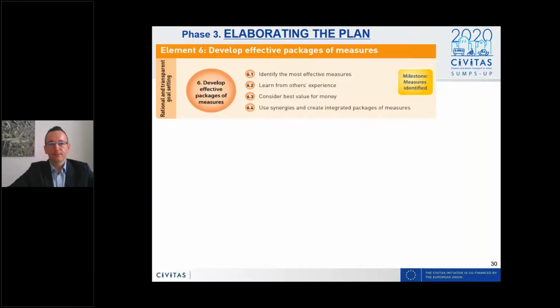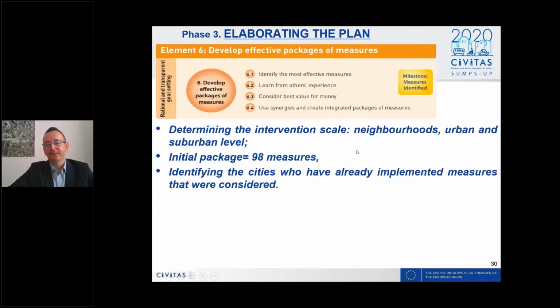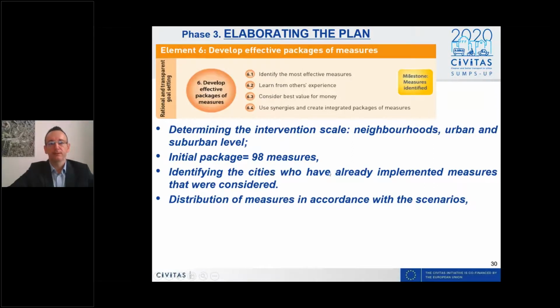Regarding element 6, developing effective packages of measures, we have also focused on determining the intervention scales on neighborhoods, on urban and suburban level. The initial package of measures was related to 98 measures, but we also focused on identifying the best practices at the level of the cities that already implemented the respective measures. The distribution of measures was done in accordance with the scenarios.